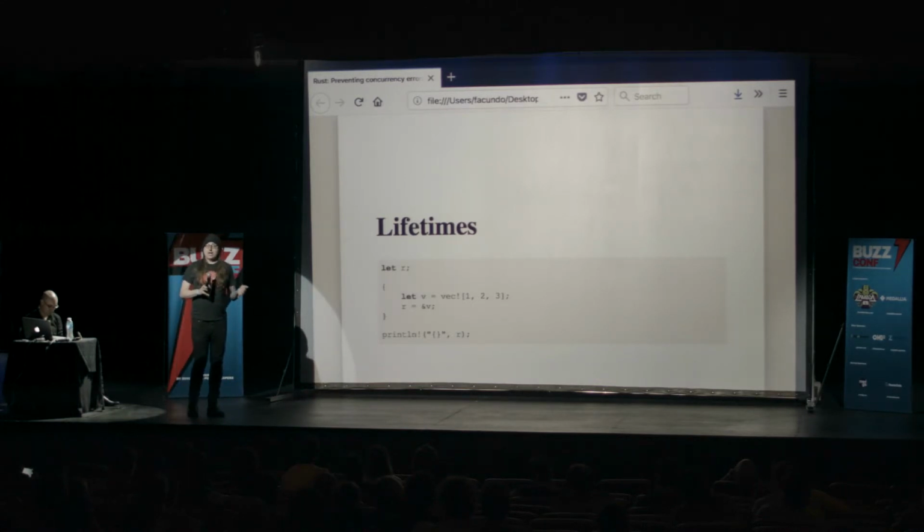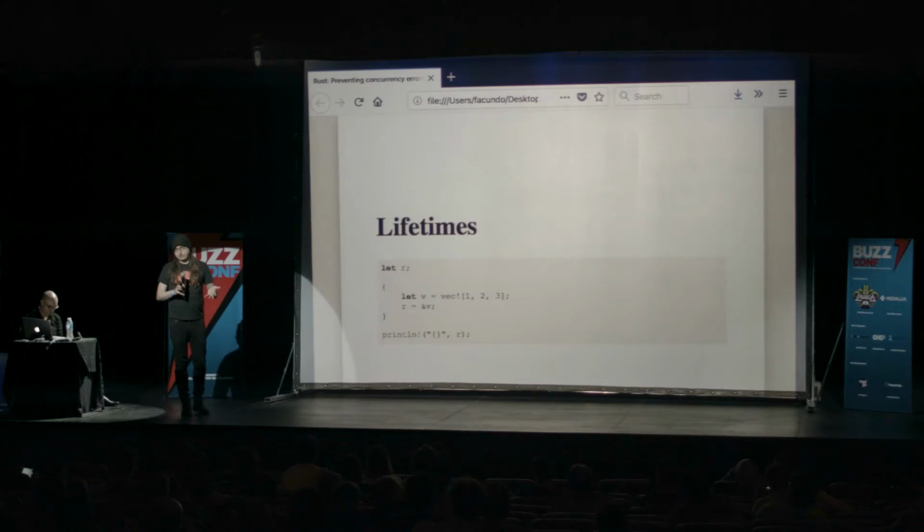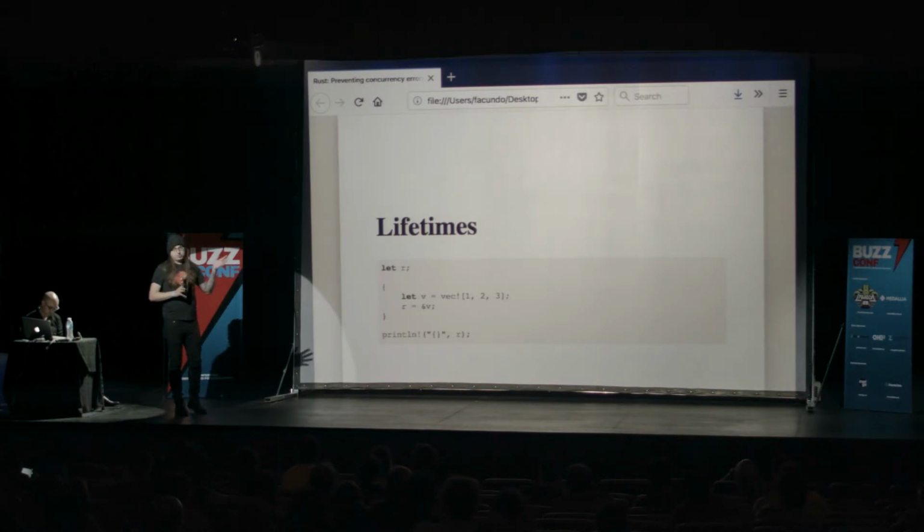So in a garbage collected language, this would totally work just fine, because r is a reference to v, so the garbage collector will keep v alive until r goes out of scope. But in a language like Rust that has no garbage collector, v is going to go out of scope at the end of the curlies, and it's going to deallocate the memory for the vector. So we now have a pointer to deallocated memory, which is called a dangling reference, and r should print out garbage.